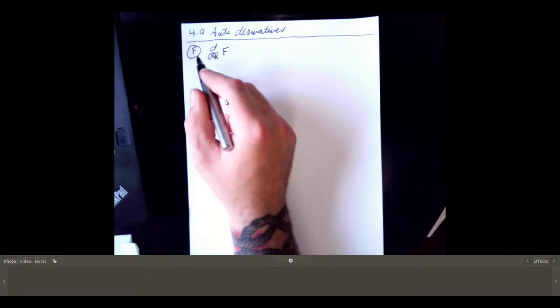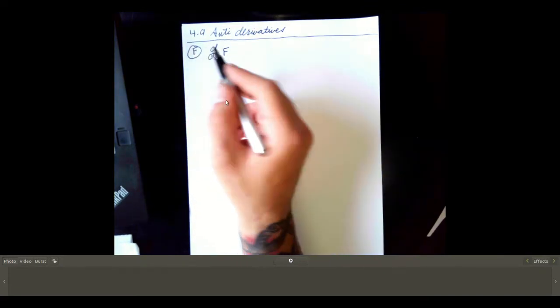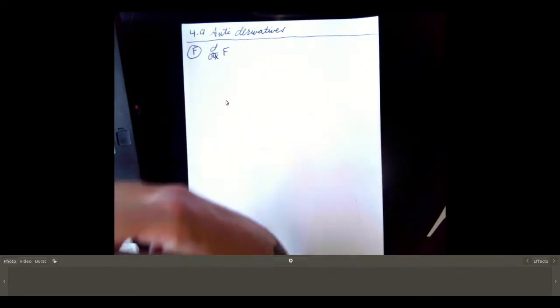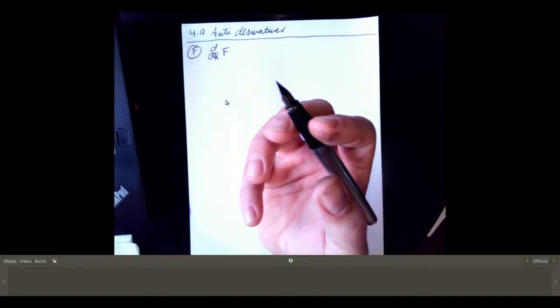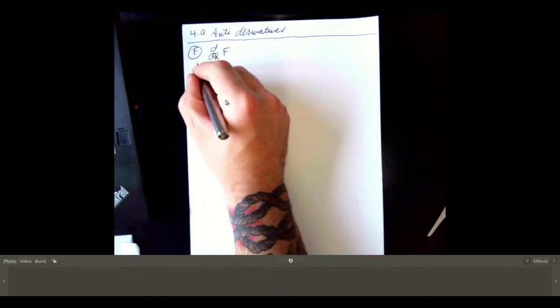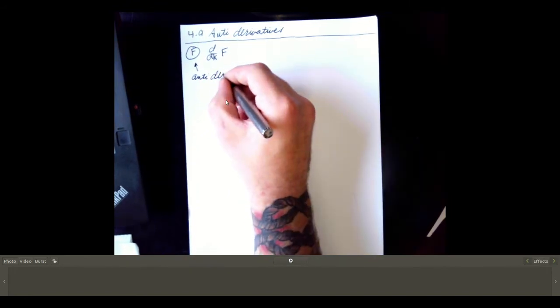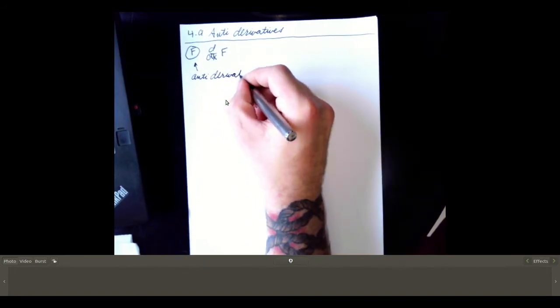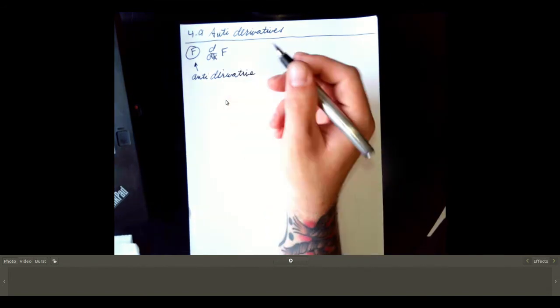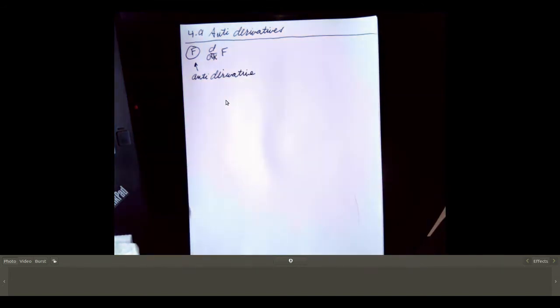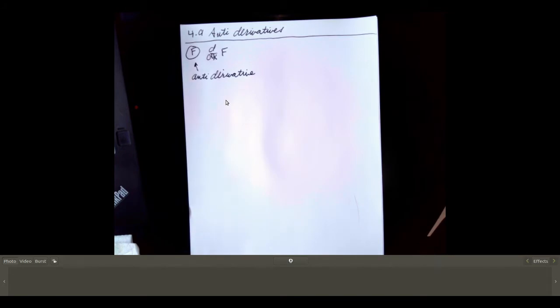So, if we can come up with some capital F whose derivative models the situations that we were talking about, we call capital F an antiderivative. So let's state the definition of an antiderivative formally.